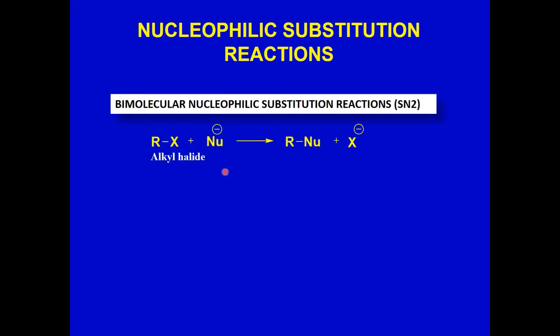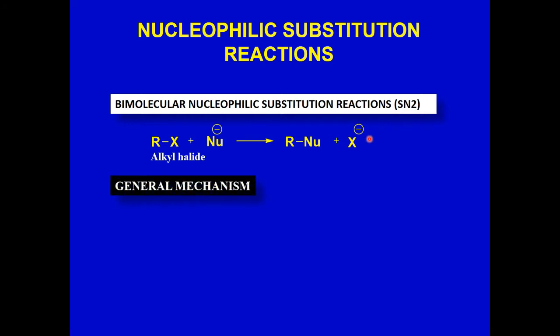So this is a general representation of a bimolecular nucleophilic substitution reaction. We have the substrate here, which of course is an alkyl halide, and we're going to react it with a nucleophile. You can see the negative charge on the nucleophile, and as a result, when these two react, we get a molecule in which this X, the halogen or halide, is replaced by the nucleophile. So a halide ion is released as a byproduct.